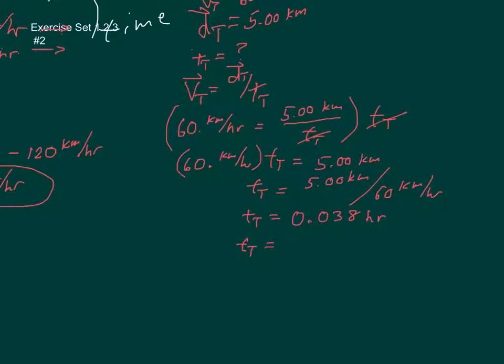I have to check that on my calculator myself. Let's say 0.083 times 60 minutes in every hour. I get 5 minutes, so almost 2 1/3 minutes. 2.28 minutes.